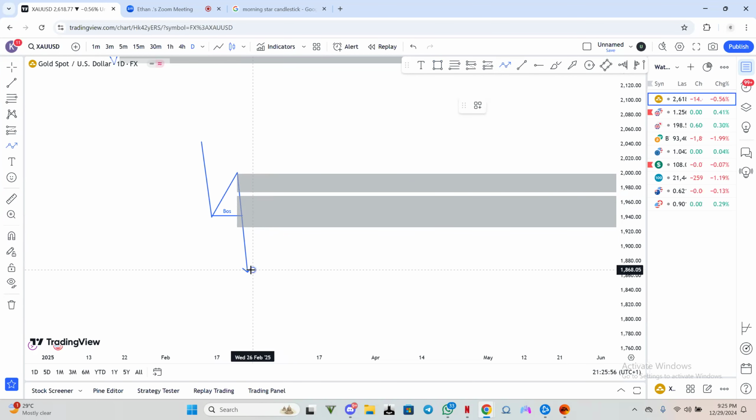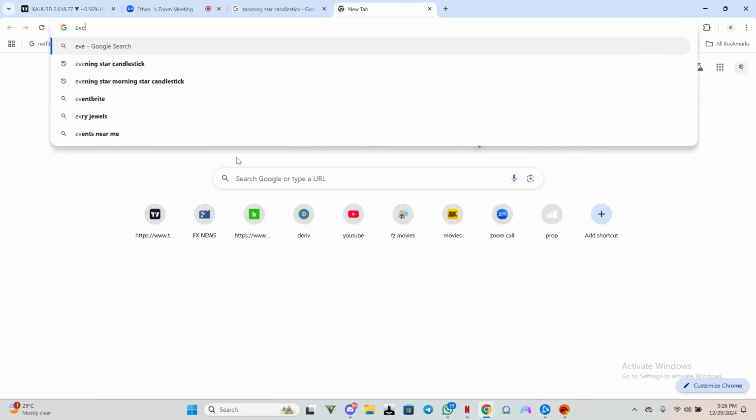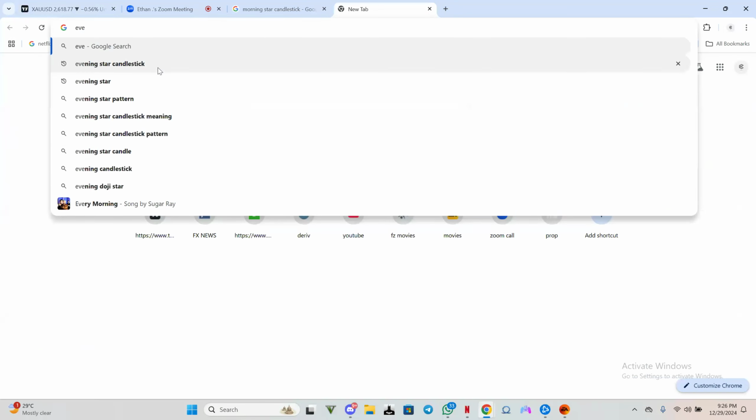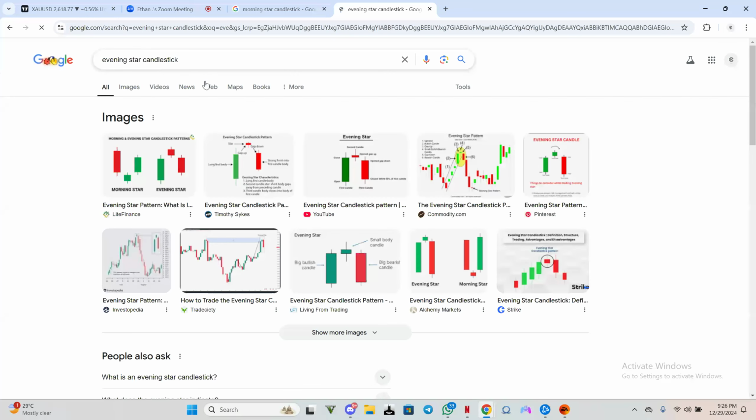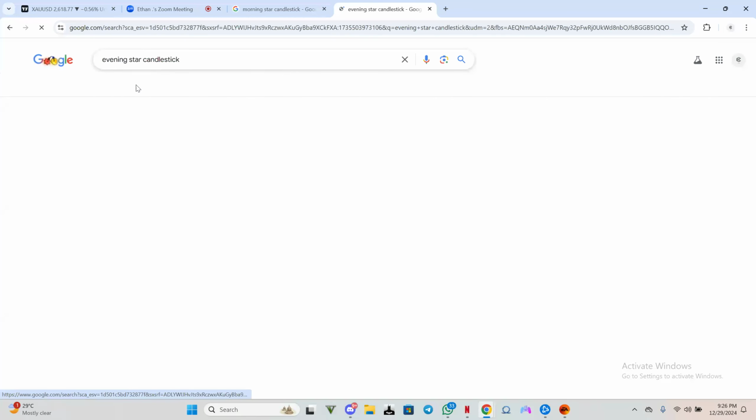Soon as price has come to your fair value gap on the 1 hour time frame, once it has gotten to your fair value gap on the 1 hour time frame, you go down to your 15 minutes or 5 minutes to look for an evening star. This time you are looking for an evening star. This evening star candlestick is the opposite of the morning star. You can see this is the evening star candlestick.